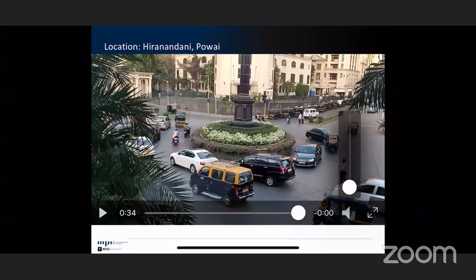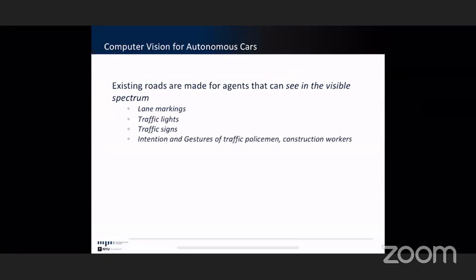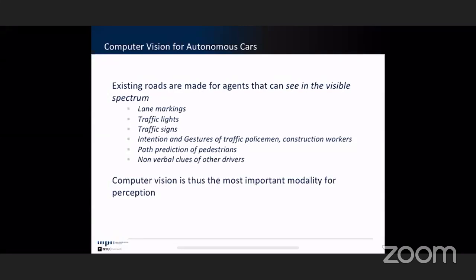Now, the thing is, existing roads are made for agents that can see in the visible spectrum. So existing roads are made for humans. And because we can see in the visible spectrum, since we want to reuse these roads, we also need to enable the autonomous vehicle to see. So what does the autonomous vehicle need to see? The same things that a human sees: lane markings, traffic lights, traffic signs, intention and gesture of traffic policemen, construction workers. It also needs to predict the path of pedestrians and other nonverbal cues of drivers. So computer vision is clearly the most important modality for perception for an autonomous vehicle.